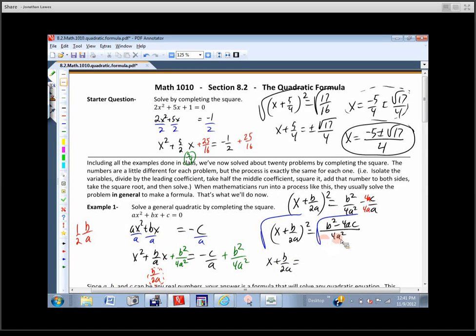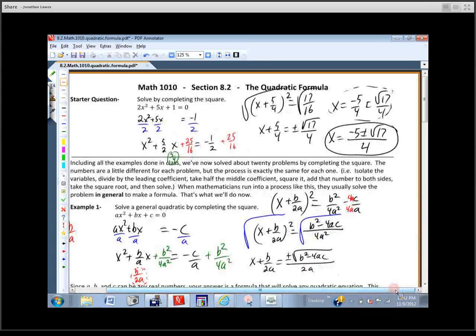Now, you'll notice something nice about the denominator, and this happens every single time. What do you notice? It's a perfect square. So I'm going to write plus or minus b squared minus 4ac, that's all underneath the square root. And then if I take the square root of 4a squared, the square root of 4 is 2, and the square root of a squared is a. Any questions?